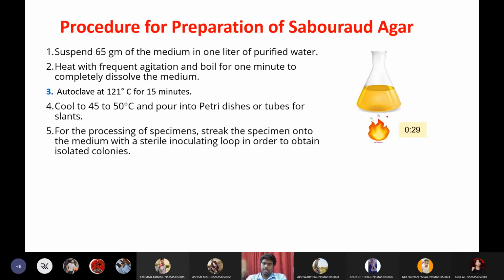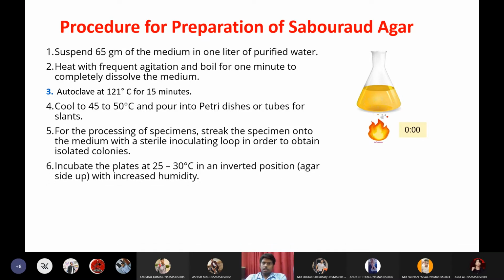Now we can pour this media in test tubes or petri dishes. Then we need to allow the petri dishes or the media to solidify. Now the media will become solidified. In this solidified media, you can apply your fungal samples. You can streak the fungal specimens with the help of a heating loop, and you can start culturing your media.